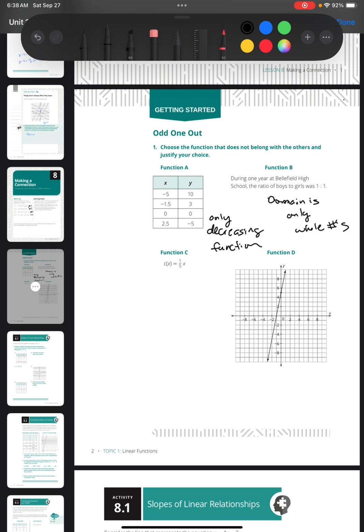For function C, the equation, it's the only one that the slope is between 0 and 1, so it's created a function that's flatter than the parent function. So this is the only slope between 0 and 1. And then function D, that's the only one that actually has a y-intercept that's not 0. All the other ones have a y-intercept and initial value starting at 0.